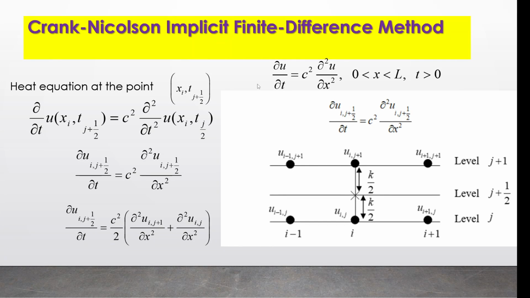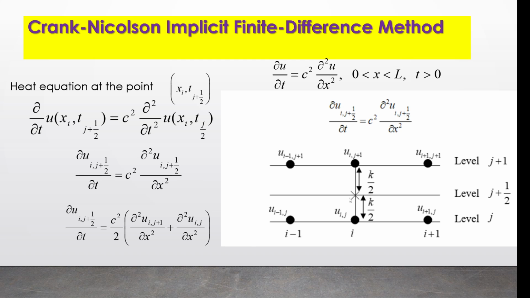Okay, good morning. Today we are going to continue with the heat equation, ∂u/∂t = c² ∂²u/∂x², where x is position from 0 to L and t is greater than 0. Today we are going to look at the Crank-Nicolson implicit finite difference method, after you have learned the explicit finite difference methods. For the Crank-Nicolson method, u is a function of x and t.